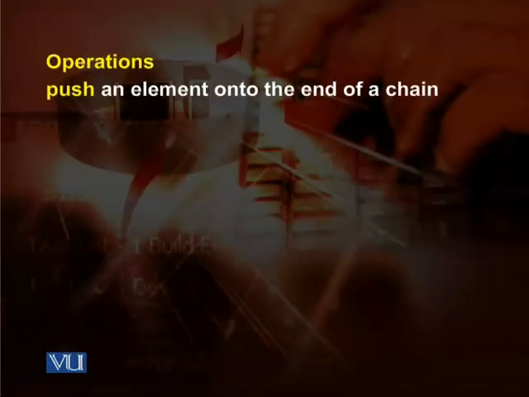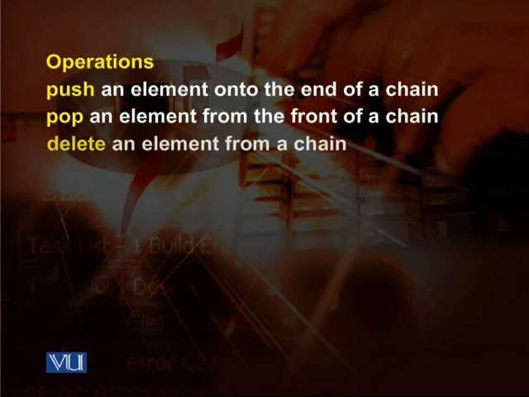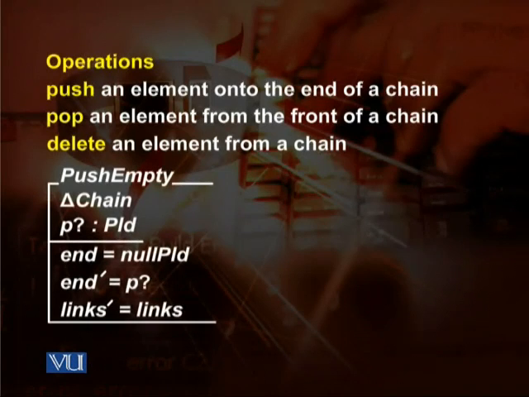Now we apply some more operations on the chain. So we have push, which pushes an element onto the end of the chain, pop, which pops an element from the front of the chain, and delete, which deletes an element from the chain. So when we have an empty chain, that is, we are pushing the first element onto the chain, we write the schema push empty, which changes the chain, and in this particular case, end will be equal to null PID. This is the precondition. This is the empty chain. So end in this particular case will be equal to P, and links will be equal to this links.